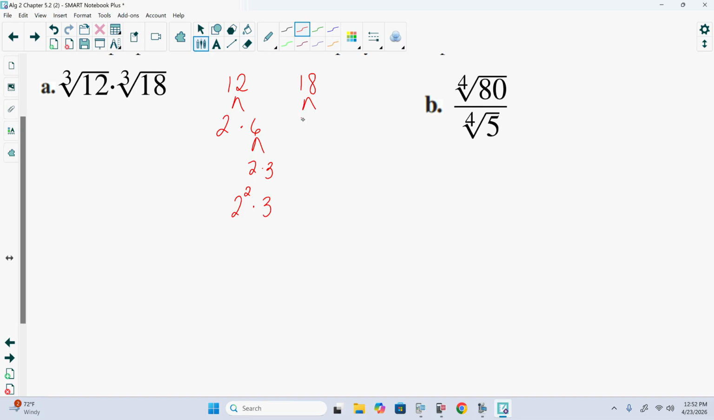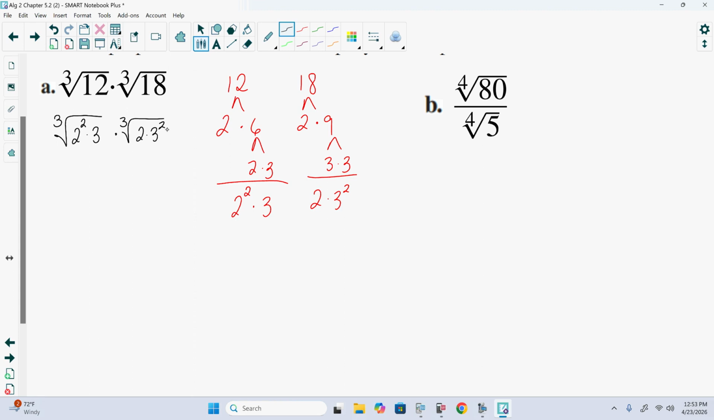18. We have 2 times 9. And 9 is 3 times 3, telling us its prime factorization is 2 times 3 squared. Thus meaning the cube root of 12 is the same as the cube root of 2 squared times 3. Cube root of 18 is the same as the cube root of 2 times 3 squared.